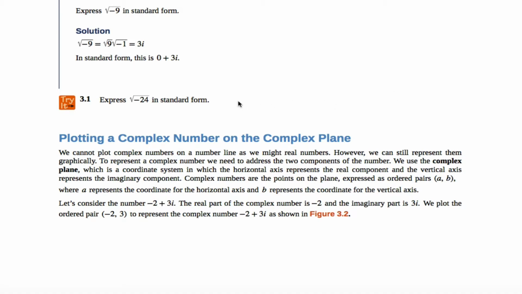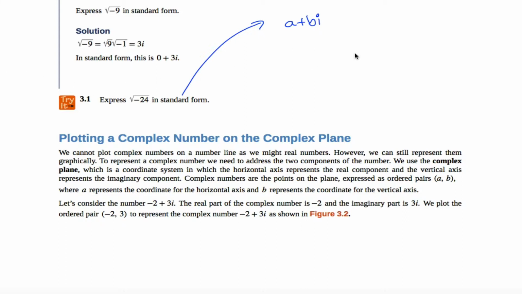All right, here is Try It 3.1 from OpenStax PreCalculus. In this problem, we're asked to express the square root of negative 24 in standard form. Okay, so first of all, what is standard form? Standard form is when you write a number as a plus bi for some real numbers a and b. So you've got the square root of negative 24.